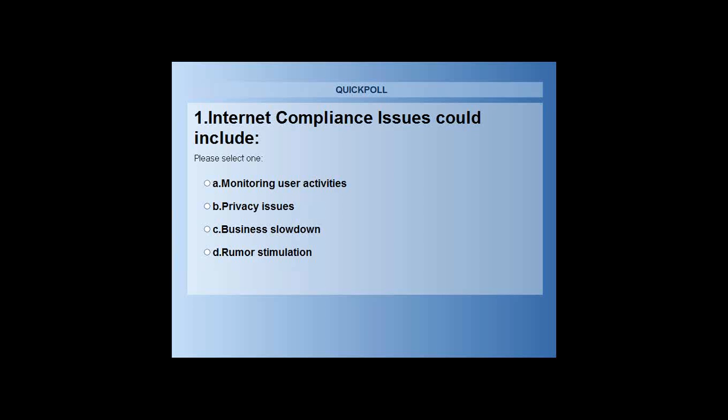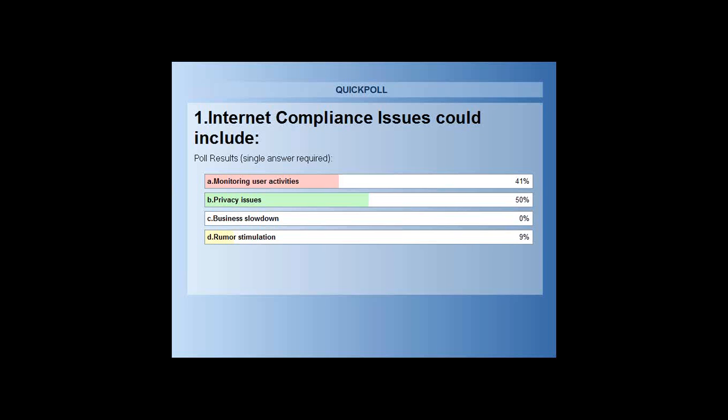And we'll close the poll and share the results. And the majority of people have gone with privacy issues, which would be correct. Okay, now to a certain extent, unauthorized monitoring of user activities could be classed as a privacy issue. Authorized monitoring would not be. But where it is a privacy issue, that's definitely a compliance issue that you've got.